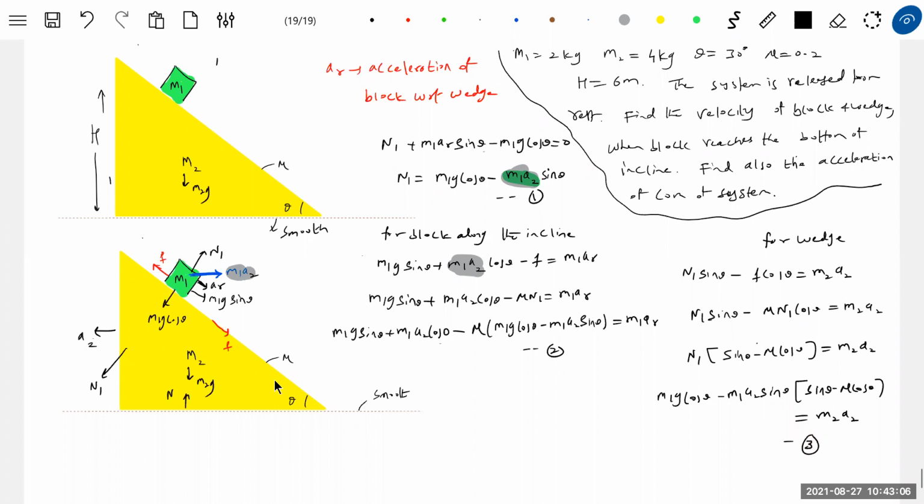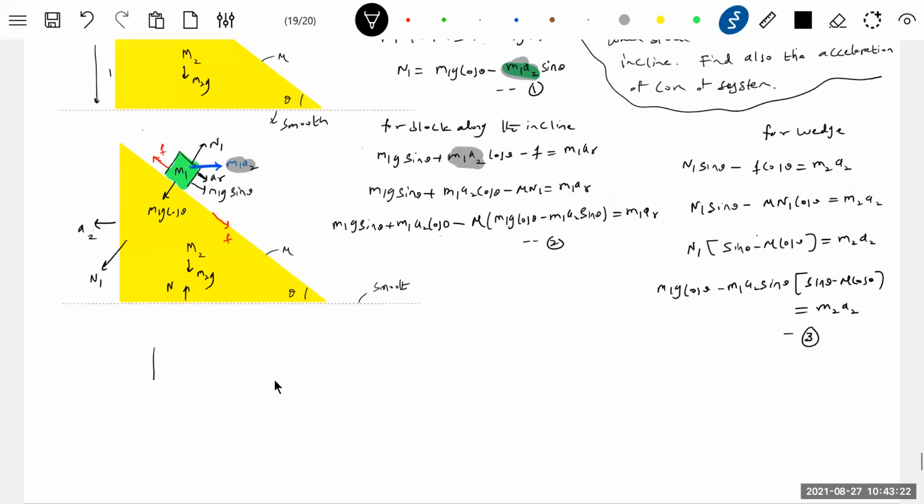I am asking you the acceleration of the center of mass. So what is needed? The acceleration of this block along X and along Y. How to calculate the acceleration of the block with respect to the ground along X and along Y? I'll take help of relative velocity. So if this is the block, A2.